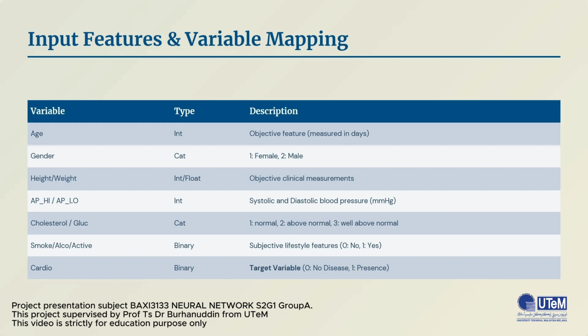Next, we have AP_HI slash AP_LO, which is type integer, and this represents systolic and diastolic blood pressure in mmHg. Next, we have cholesterol slash glucose, which is type cat as well, categorical. And we have one for normal, two for above normal, and three for well above normal. Next, we have smoke slash alcohol slash active, which is a binary type, and it is subjective lifestyle features, so 0 for no and 1 for yes. Lastly, we have variable cardio, which is type binary, and the target variable 0 for no disease and 1 for presence.